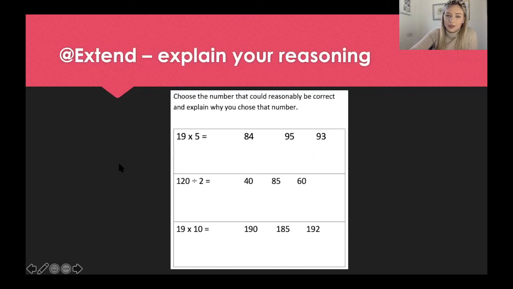And then if you're doing extend, you need to explain your reasoning. So it says you need to choose the number that could reasonably be correct and explain why you chose that number. So you're going to use your knowledge of your times tables and the rules that are in the times tables to help you with this. And you need to explain why you've chosen that number to be the answer. Okay.